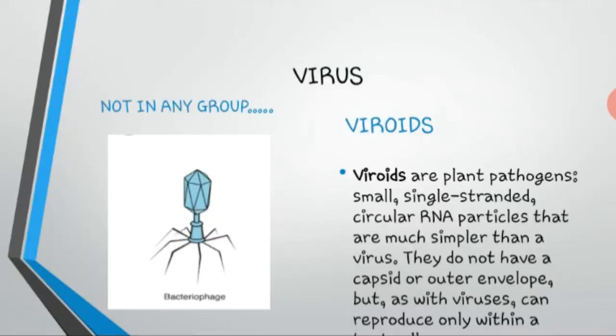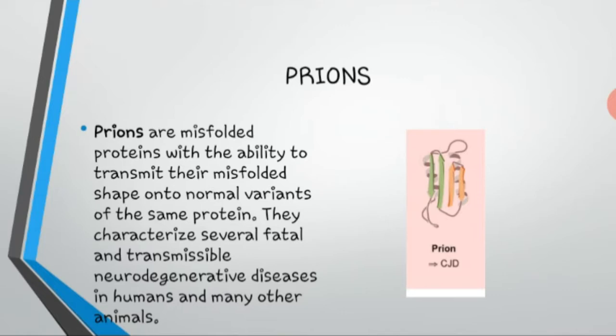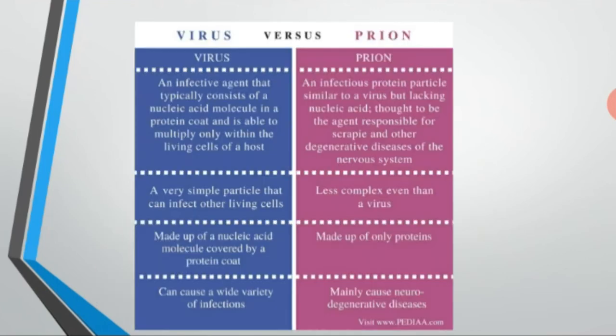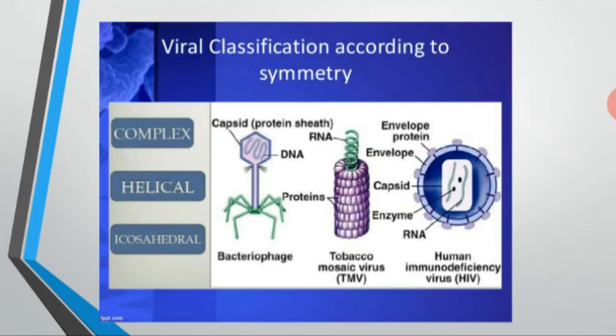Virus, not in any group. Viroids, what are they? They are basically pathogens, small single-stranded circular RNA particles, and do not have any capsid or outer envelope, and they need a host to reproduce. Prions are basically proteins, and they characterize several fatal and transmissible neurodegenerative diseases in humans and many other animals. Basically, viruses and prions are not in any kingdom, because they need a host to survive, otherwise they will not survive. There is a difference between them.